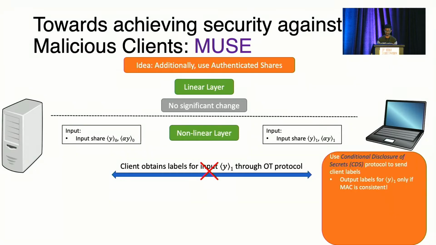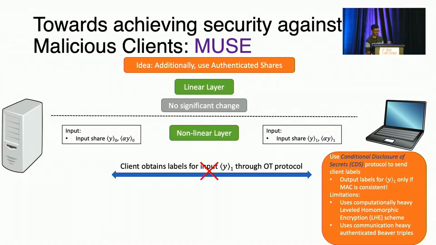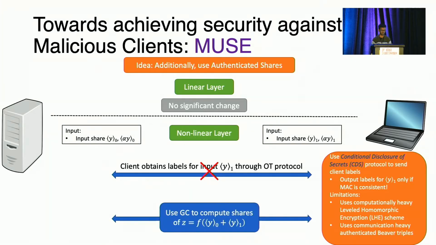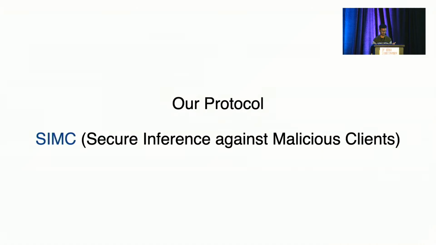So for this, MUSE suggested that we make use of a novel protocol, which they call conditional disclosure of secrets. This protocol will output the labels for Y1 only if the MAC check is consistent. However, there is a limitation on this protocol. It is computationally heavy because it makes use of leveled homomorphic encryption. Along with that, it is also communication heavy because it makes use of several authenticated Beaver triples, and generating many of those is communicationally expensive. And the rest of the protocol is similar to the semi-honest protocol that we discussed.